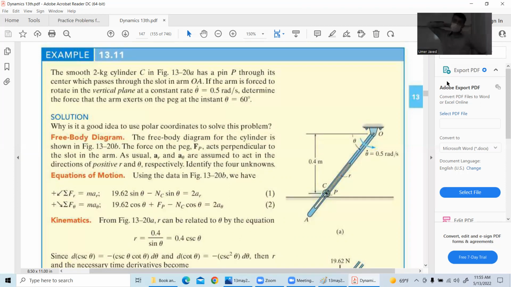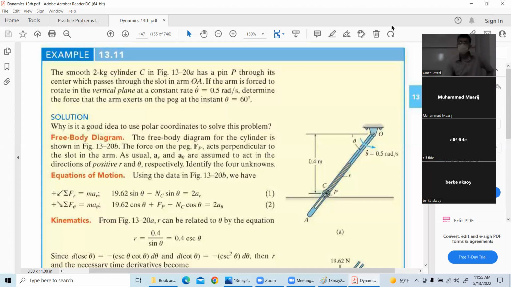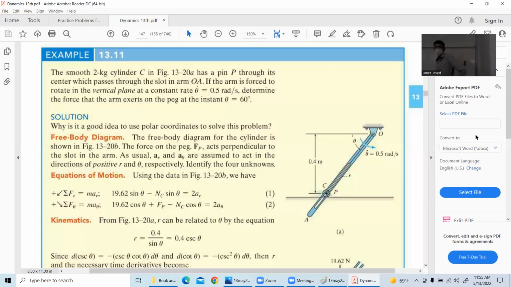Okay, do this problem quickly. Don't look at the equations. Make the free body diagram first. Quickly do it.